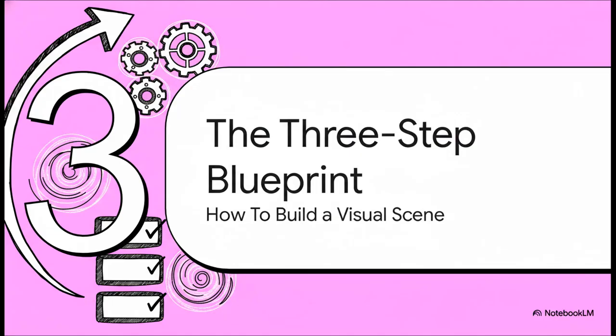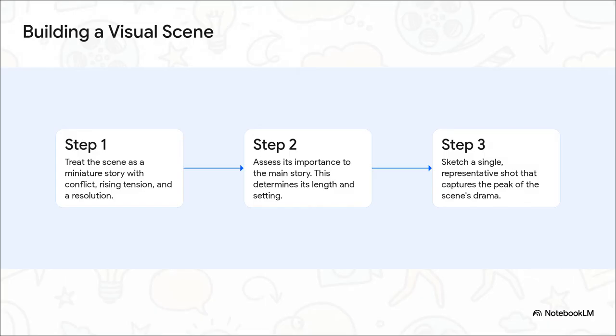So you've seen the incredible transformation. But now you're probably wondering, how do I actually apply this to my own writing? Well, I'm going to give you a simple 3-step blueprint you can use for any scene. Okay, step 1, treat every single scene you write like a mini story.